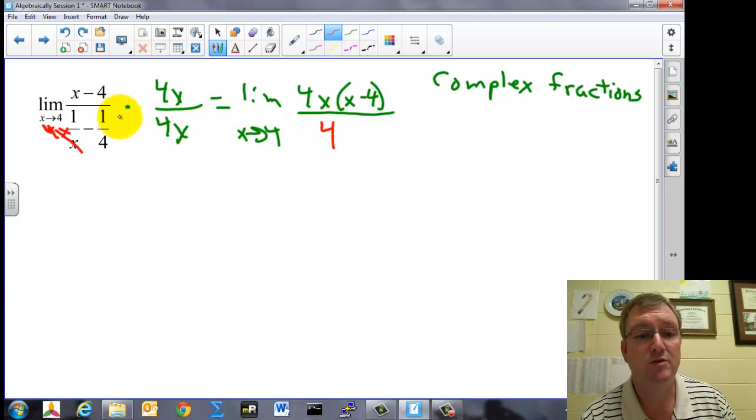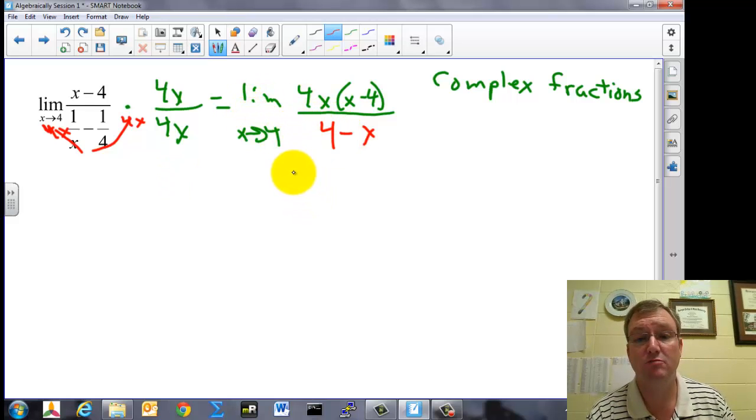And the same thing if I multiply over here by 4x, the 4's are going to cancel out, and I just get x. So I've got this simplified. I don't have complex fractions anymore. Well, if I plug in, I still get 0 over 0. So I've still got some work to do. But what can I do now?